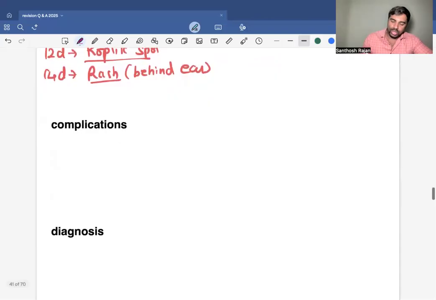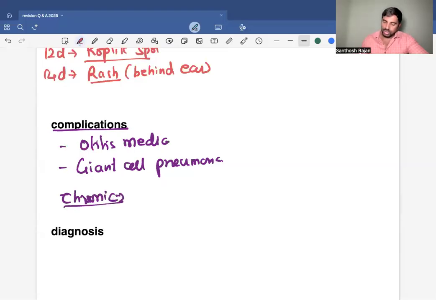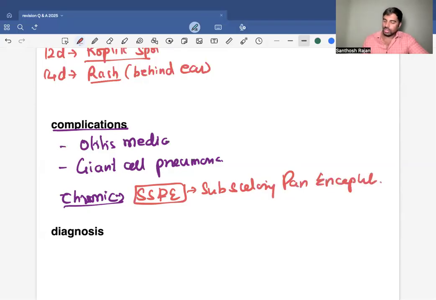Complications, if you know, usually of measles: otitis media and giant cell pneumonia. It can go to the lungs and cause giant cell pneumonia. One more, a chronic, long-lasting autoimmune condition: it causes SSPE, subacute sclerosing panencephalitis. That's all. Very, very important.